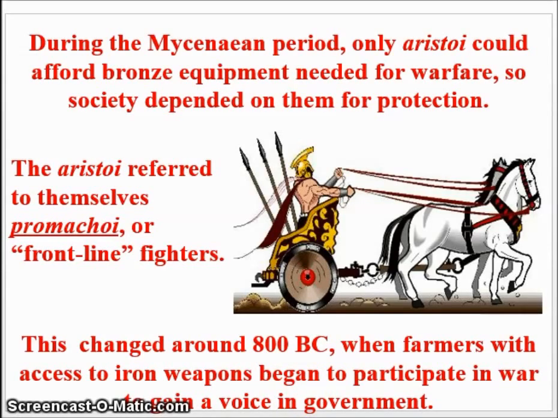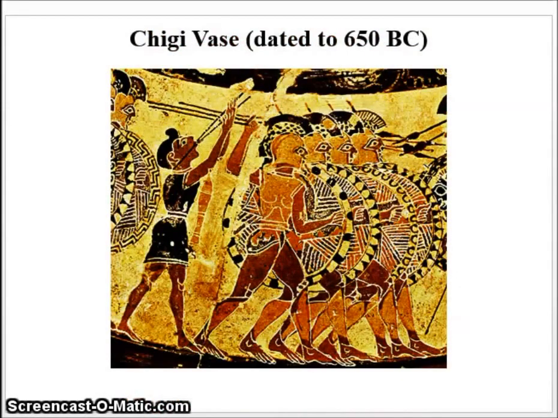And one key piece of evidence in dating the Hoplite Revolution is what's referred to as the Chigi vase, and this was an artifact found in Etruria in northern Italy, the Etruscan area of Italy, and it has been dated to 650 BC. And here you see an image taken from that vase, and what you see here is a group of hoplites organized in what will become their trademark formation, the phalanx. So we'll look at that in a moment.